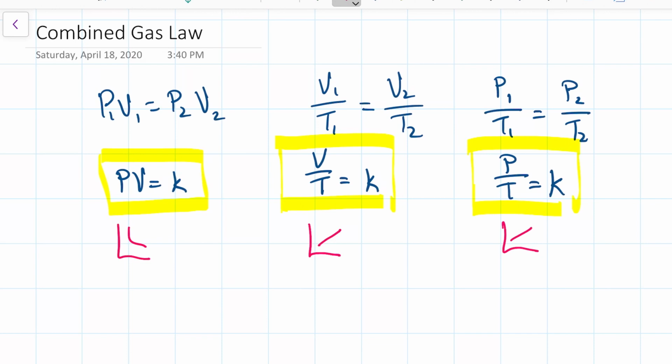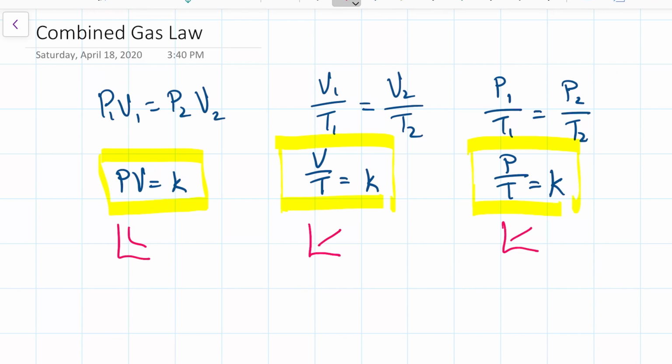But what would happen if I combined all 3 of those things? I don't know if you remember when we did the PhET activity, but you notice that it's very hard to hold one constant while the other 2 are changing. Generally, if you increase temperature, you're going to increase pressure, and then if you increase pressure and the thing is elastic, the volume might want to change. So what law would combine all 3 of these?